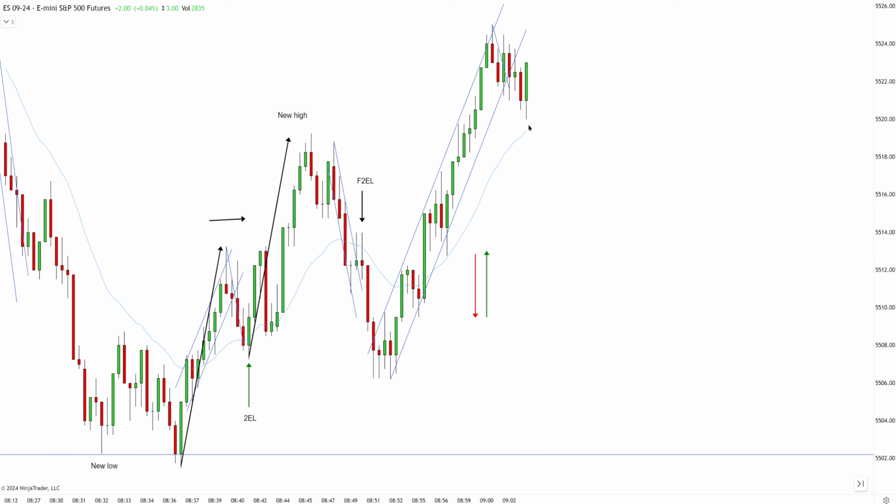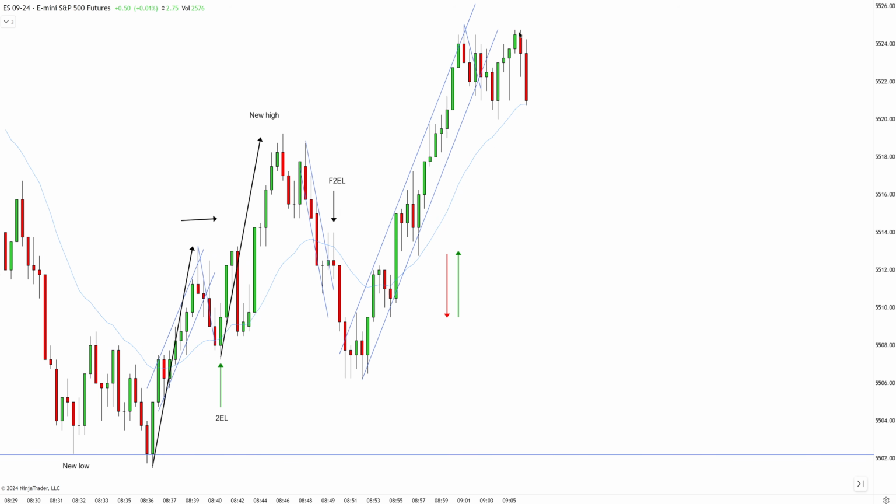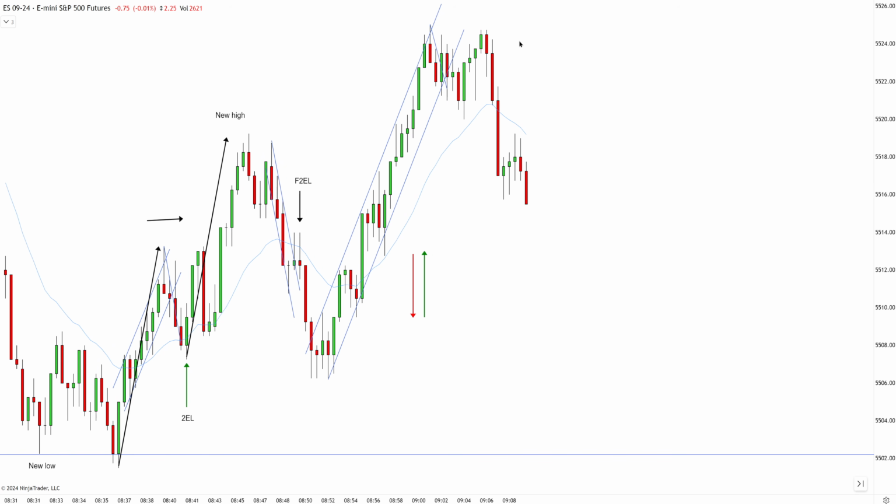We have a second entry long, but there's a massive gap from the EMA. I cannot go long this far from the EMA. There can be a double trap. Of course, the high low is even further from the EMA. There is no entry for me. So even though we should get a new high tested, I cannot go long. Almost a new high tested, but prices reverse all the way back down.